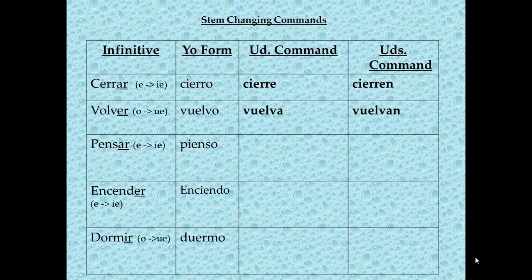Okay, so if you are ready to check your answers, you'll see that for pensar, for usted command would be piense. Ustedes piensen. For encender, encienda. Turn it on or turn on. Enciendan. Dormir would be duerma or duerman. Sleep, you guys, or sleep.